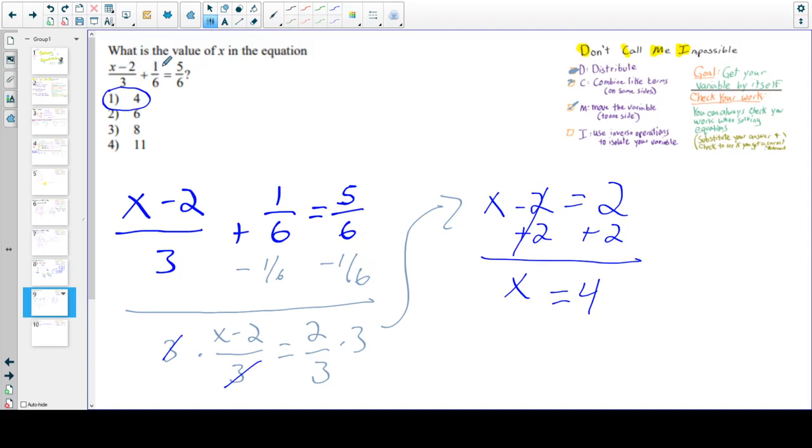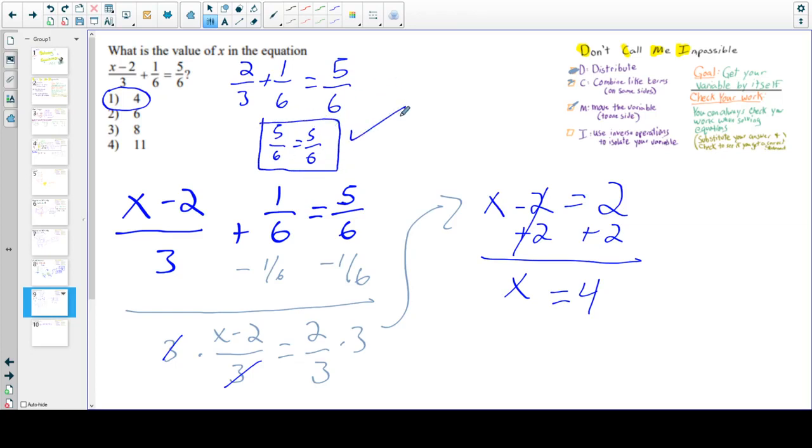Also, if you want to try this out, substitute it back in. 4 minus 2 is 2. So 2/3 plus 1/6 equals 5/6. Well, 2/3 is the same thing as 4/6. 4/6 plus 1/6 is 5/6. Again, you can use your calculator. You should use your calculator. Does 5/6 equal 5/6? Yes. So I'm done.